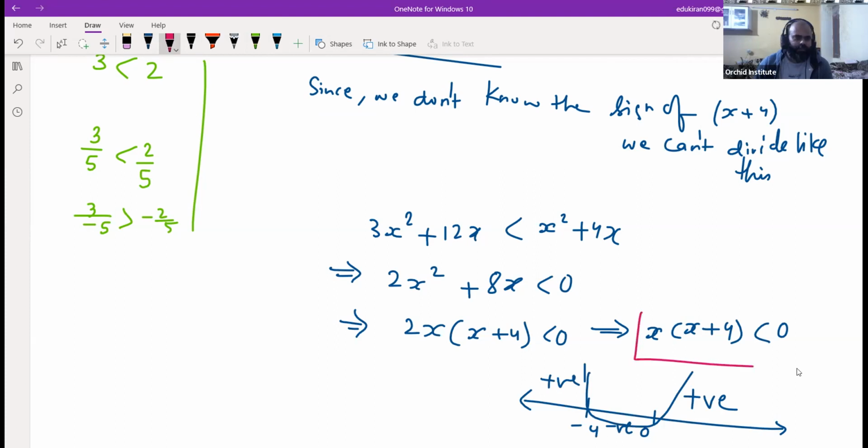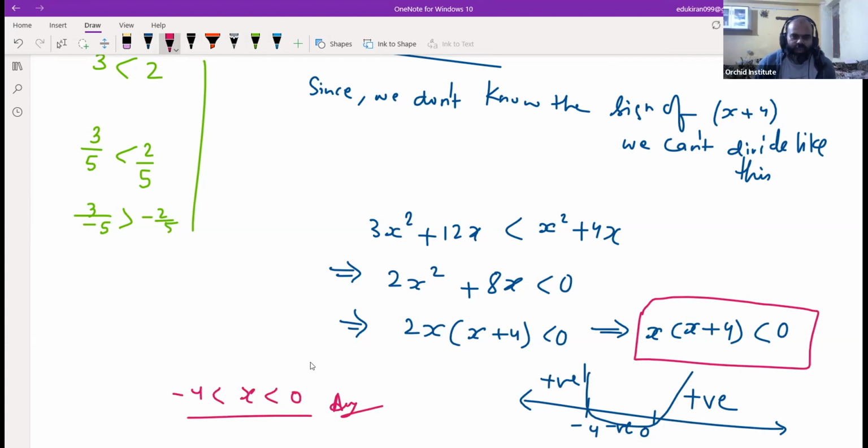So what we want is less than 0, and less than 0 is between minus 4 and 0. So x between minus 4 and 0 is your answer. So this is the correct method.